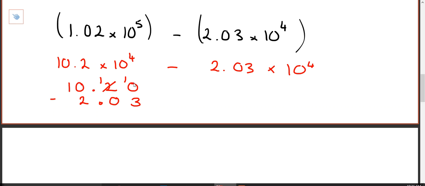So I've done that. So actually 10 take away 3 is 7. 1 take away 0 is 1. 10 take away 2 is 8. So 8.17. So we end up with 8.17 times 10 to the power of 4. Is that in standard form? Yeah. So we don't need to do anything.